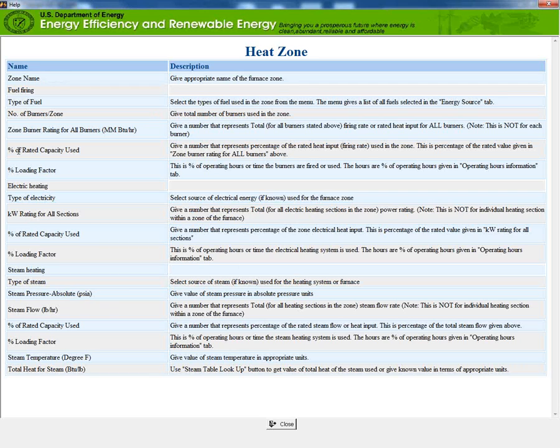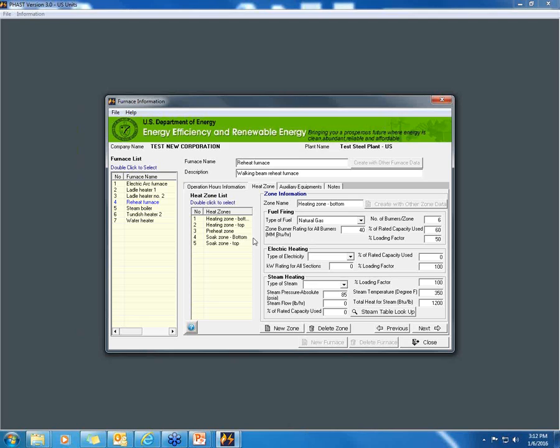For example, percent of rated capacity used. What that means is a given number that represents the percentage of the rated heat input firing rate used in the zone. This is a percentage of the rated value given in zone burner rating for all burners above. And percent loading factor is the percent of operating hours or time the burners are fired or used. So if you have any question regarding any of these fields, there is help available.